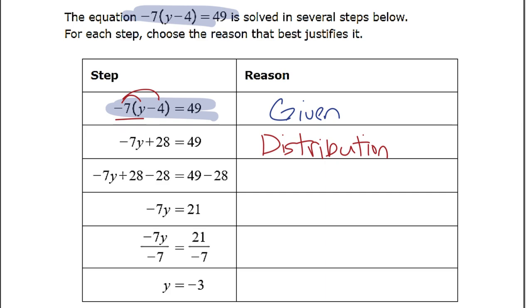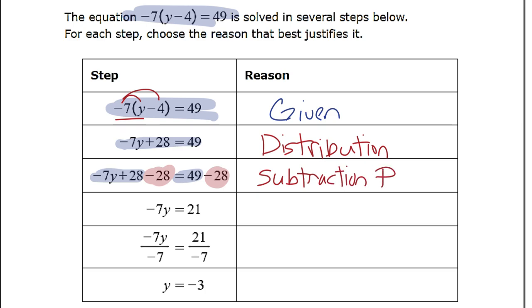Now how do I get to the next step here? If you notice, we have -7y plus 28, and we have 49 on the other side of the equal sign. What is changing is that we subtract 28 from both sides. So we can just write that down as subtraction, because we're subtracting 28.